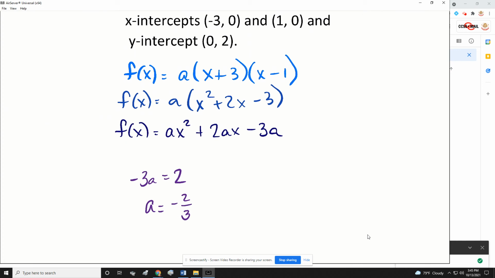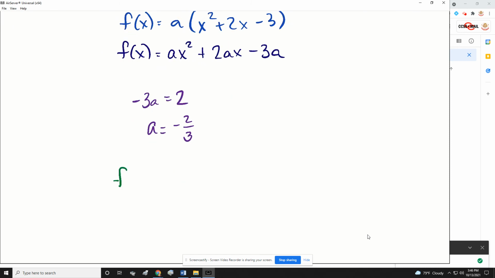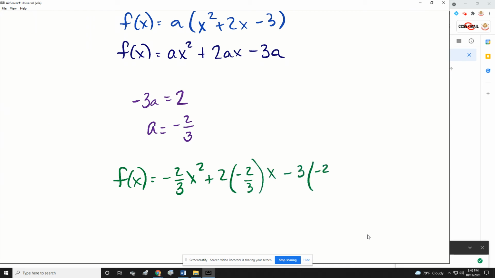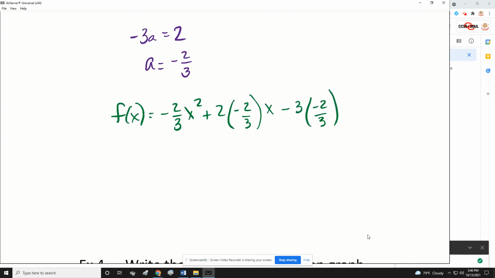All right, so once we figure out what a is, we're going to take it and plug it in for all of our a's. Now, this last one, we actually wouldn't have to do it because we know that is going to give us 2, but I just went ahead and wrote it. Okay. So that's the equation.